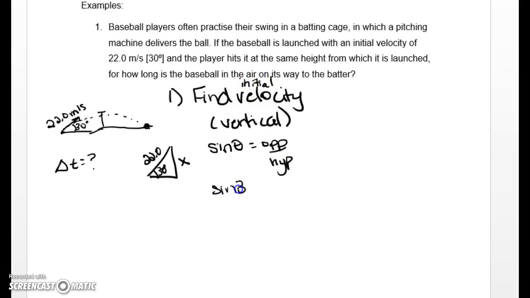All right, so plugging in our information, we have sine of 30 degrees is equal to your opposite, which we don't know, divided by your hypotenuse, which is 22.0. I can write sine of 30 over 1, so I can use cross multiplication to solve. So essentially my x value is going to be equal to 22.0 times the sine of 30 degrees.